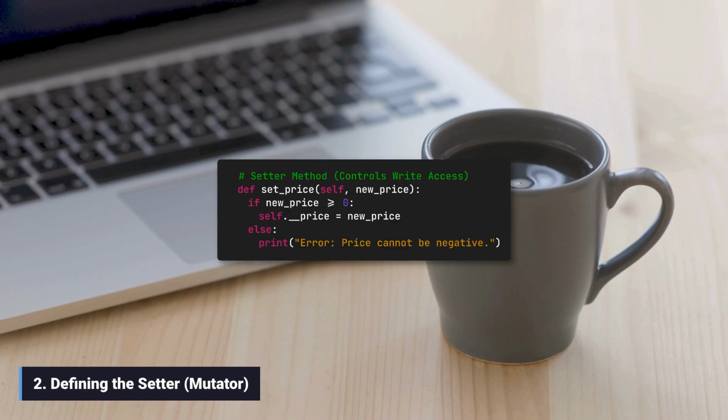2. Defining the setter. The setter method set_price is the control gate for modifying the price. Here, we implement crucial validation logic. The price must be greater than or equal to 0. If the validation passes, we safely assign the value to the private field, self._price. If it fails, we output an error message, and the internal state remains unchanged.